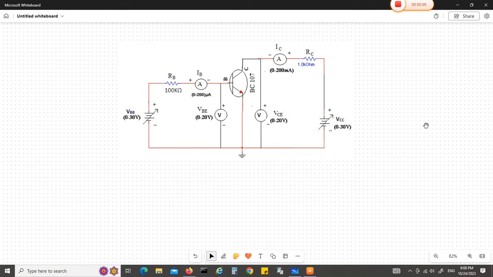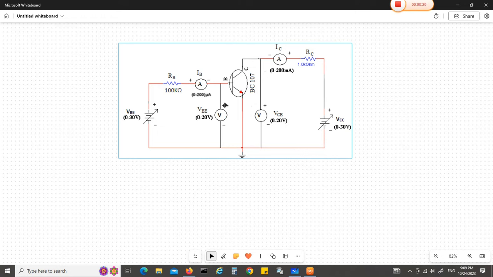This is the conventional circuit diagram of transistor characteristics. Here we are using the NPN transistor having common emitter configuration. The BC107 transistor is used. So we require two power supplies, one for input and the other for output.